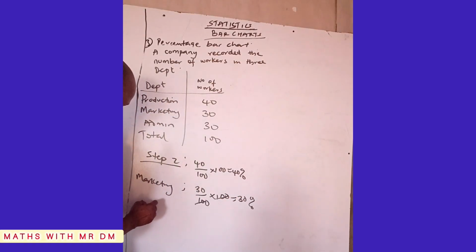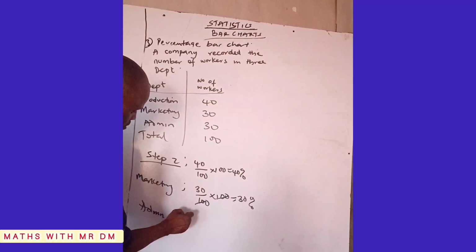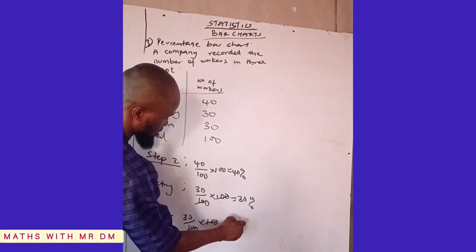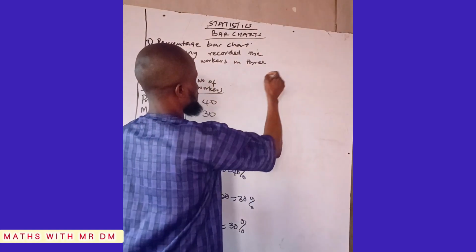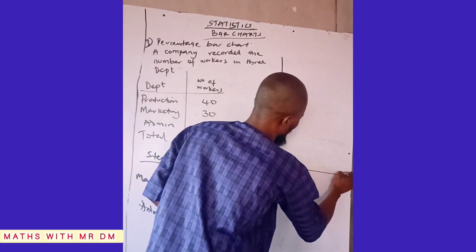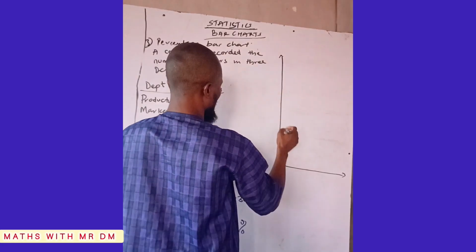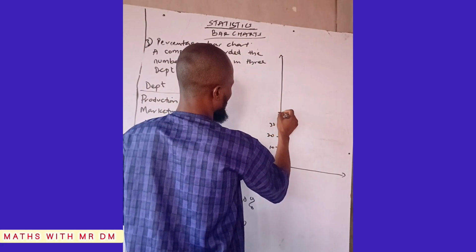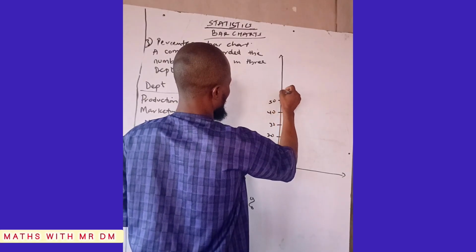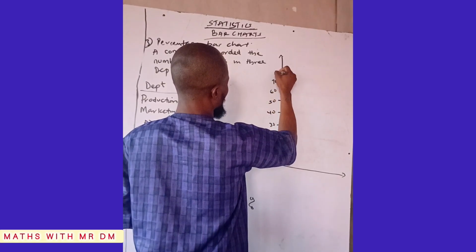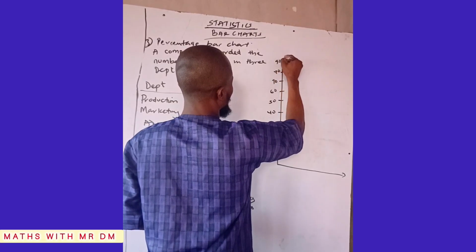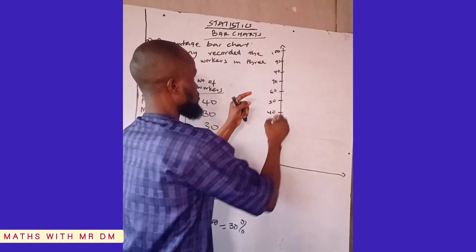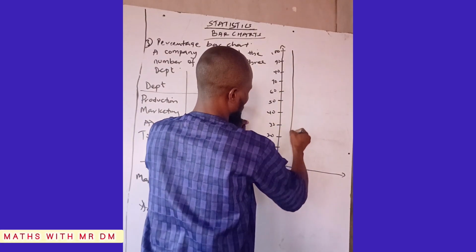And for admin, equals 30 over 100 times 100. That's 30%. So the next thing is to have your graph. So let's scale it 10, 20, 30, 40, 50, 60, 70, 80, 90, 100. So you're going to have just a single bar from 0 to 100.